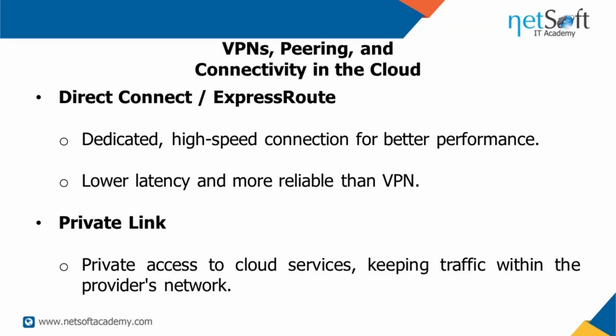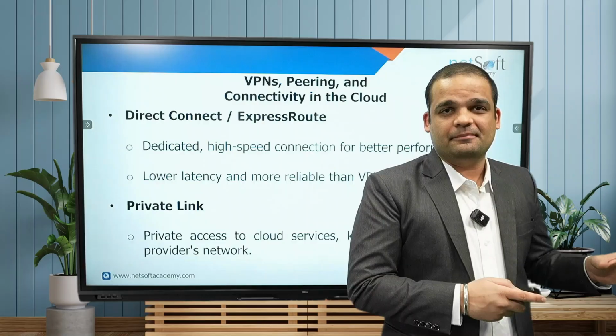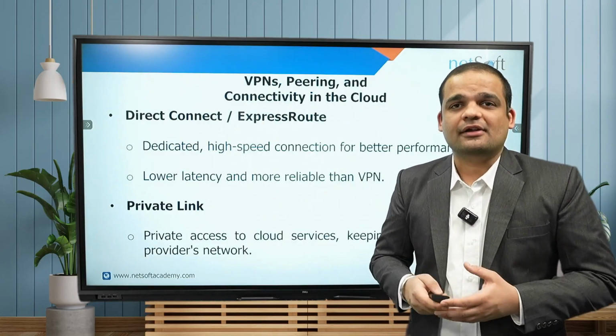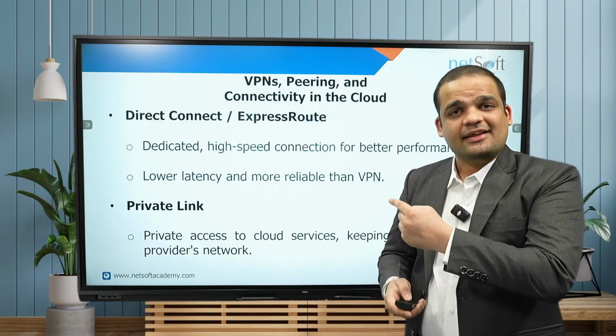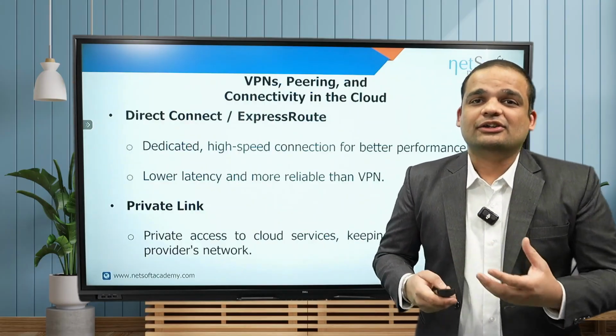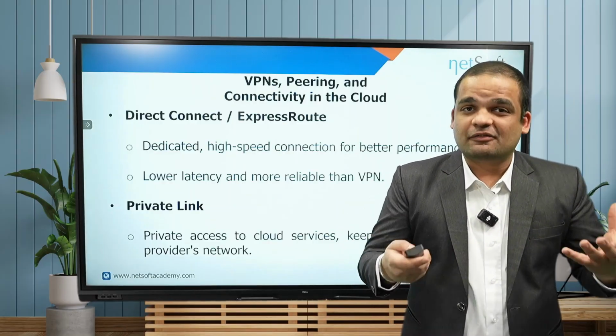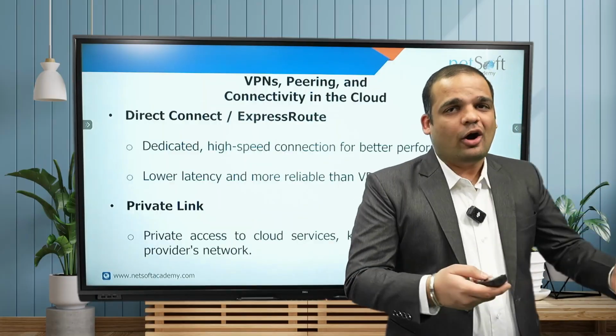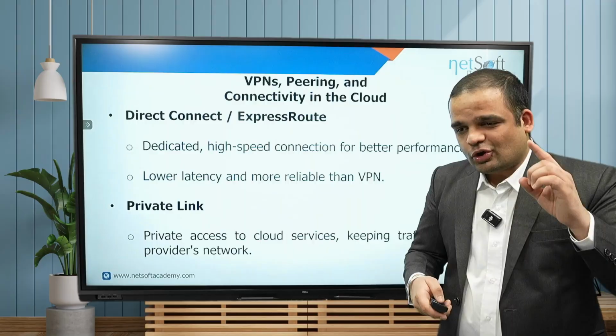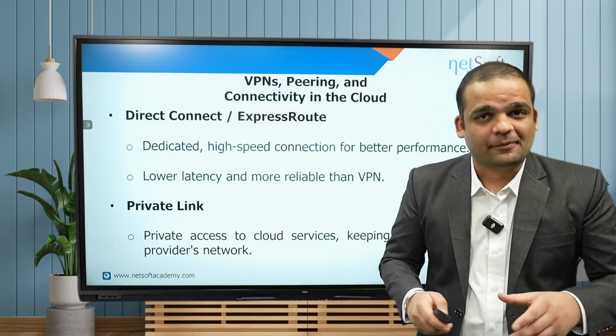Now let's move to direct connection, which is also known as ExpressRoute circuits. These services provide dedicated high-speed connections between your on-premises data center and the cloud. Unlike VPNs, which rely on the public internet, Direct Connect or ExpressRoute uses private fiber optic channels given by your ISPs or even Microsoft. So there is a concept called leased lines that is used here.